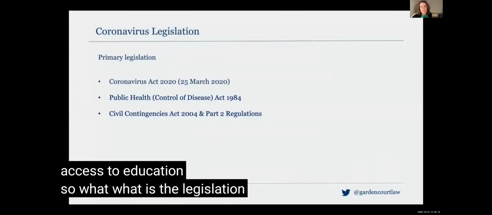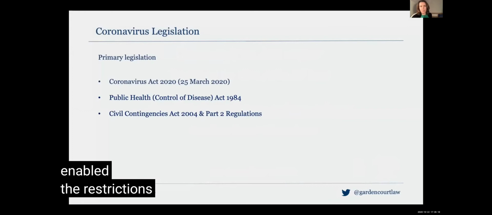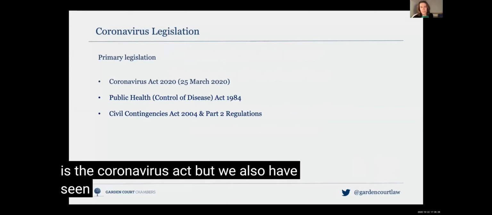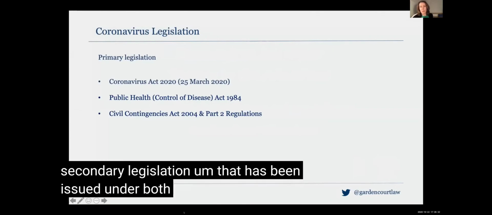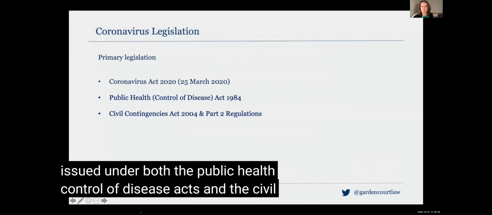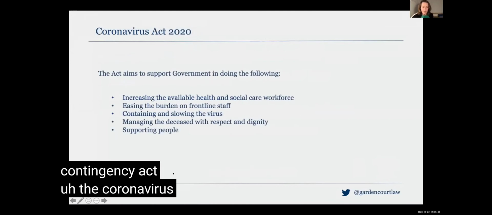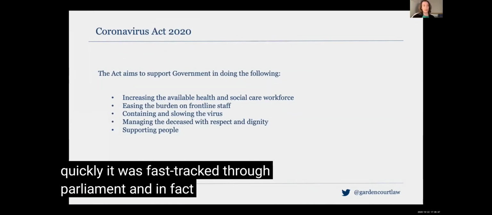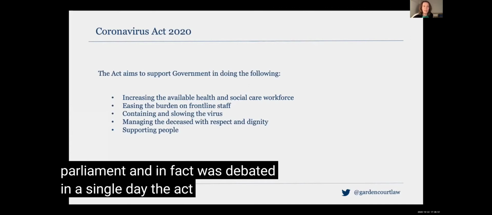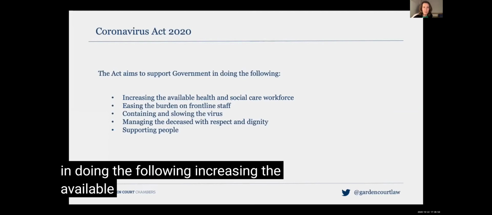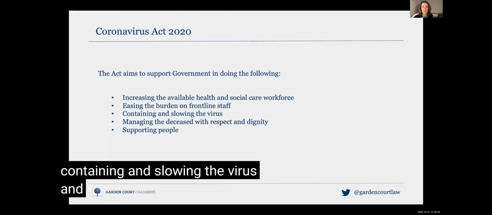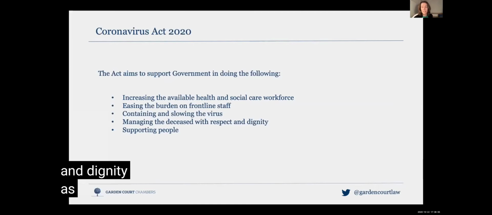So what is the legislation that has enabled the restrictions following the global health pandemic caused by the coronavirus? The primary legislation is the Coronavirus Act, but we also have seen secondary legislation that has been issued under both the Public Health Control of Disease Acts and the Civil Contingency Act. The Coronavirus Act came into force very quickly. It was fast-tracked through Parliament and in fact was debated in a single day. The Act aims to support the government in doing the following: increasing the available health and social care workforce, easing the burden on frontline staff, containing and slowing the virus, and managing the deceased with respect and dignity, as well as supporting people.